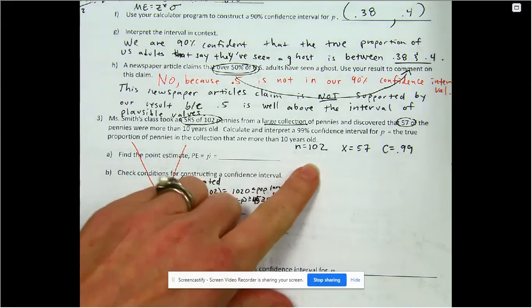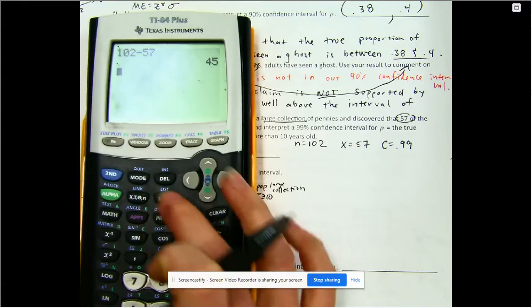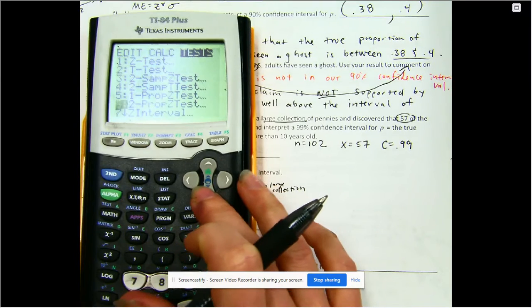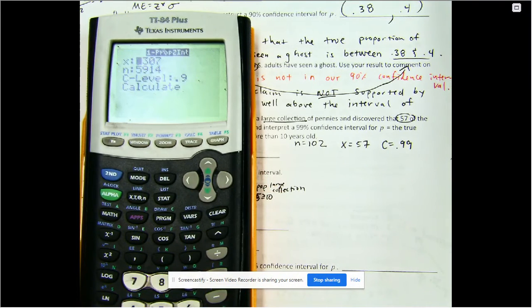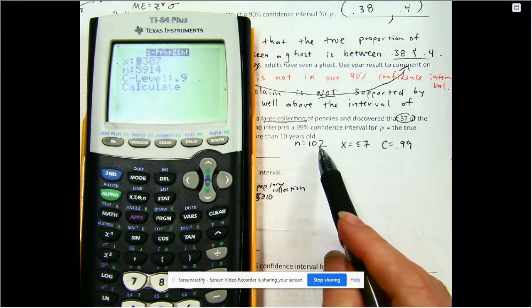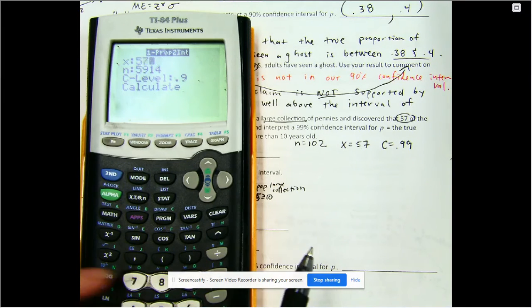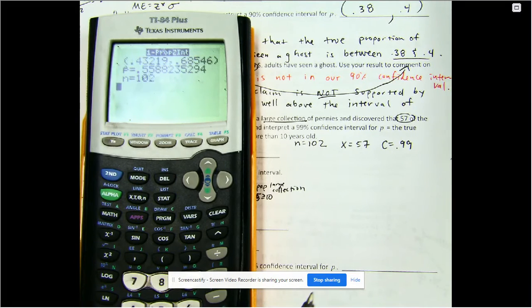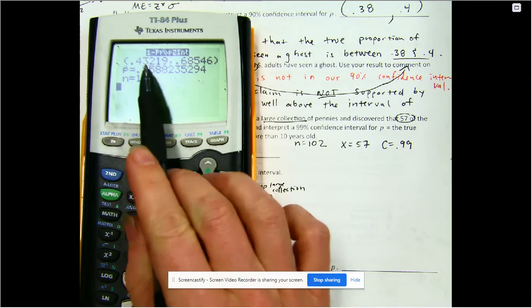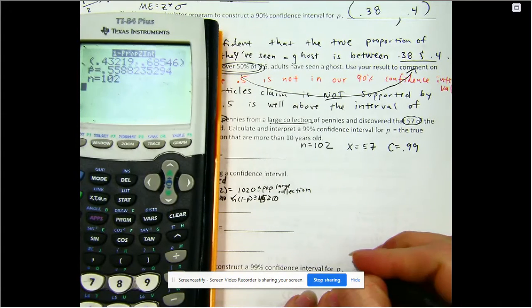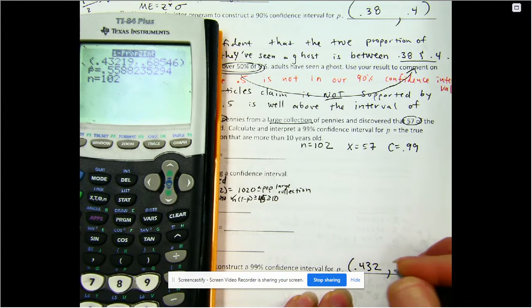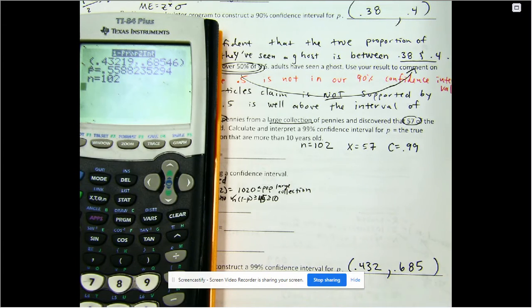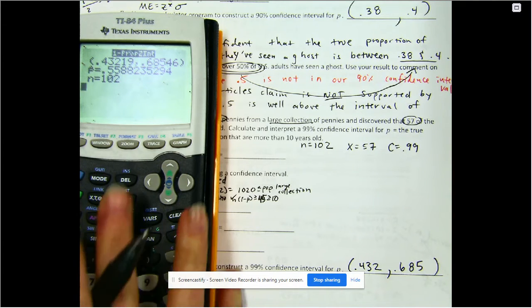Now we're ready to type this in our calculator. So we're going to go stat, go over to test, down, down, down, down, down, way down to A. And we have our X is 57. Our N is 102. Our confidence level is 0.99. And there's our interval. So I'm going to go ahead and come right down and write it. So we have 0.432 and 0.685. Oh my gosh, that was so much faster, right?